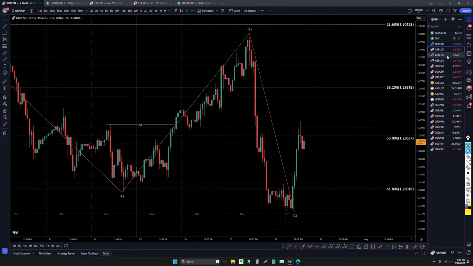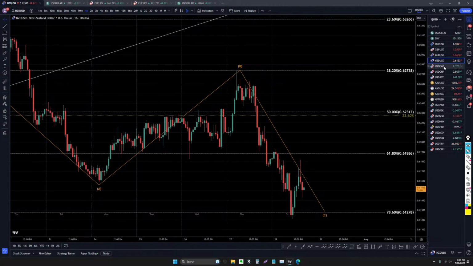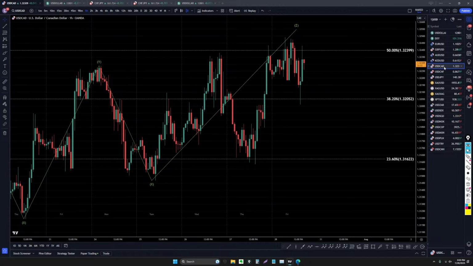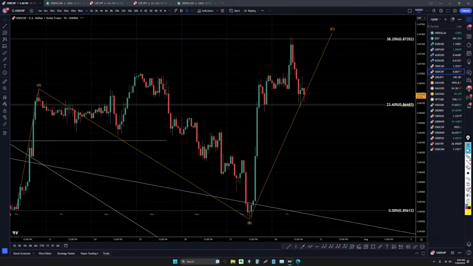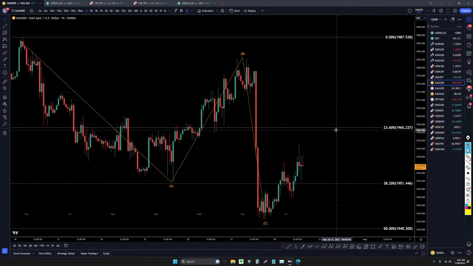Euro looks like it's doing good. Pound, I'm long the pound already. Aussie, I don't think I would choose to go long on the Aussie or the Kiwi. I'm short the US dollar Canadian, even though that doesn't seem like it's doing too good. US dollar Swiss would have been a really good choice. The US dollar yen, I think we need to be long because of the yen. And gold, I think we should still be long personally too.